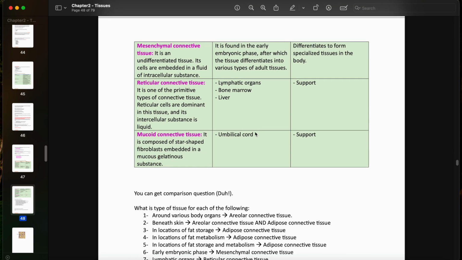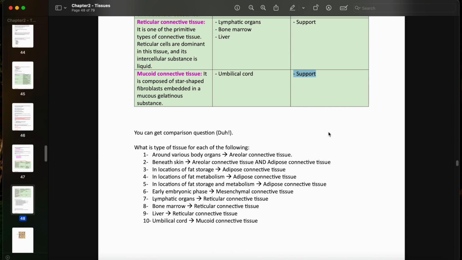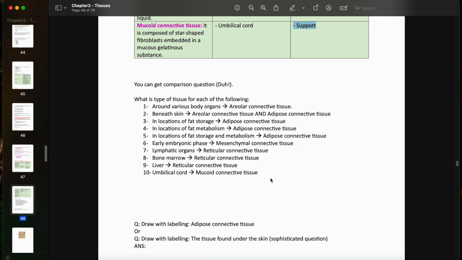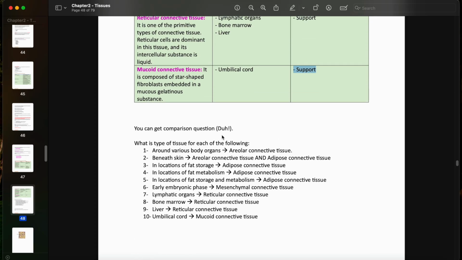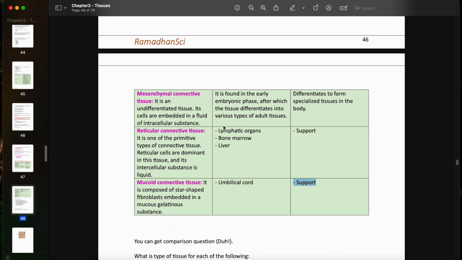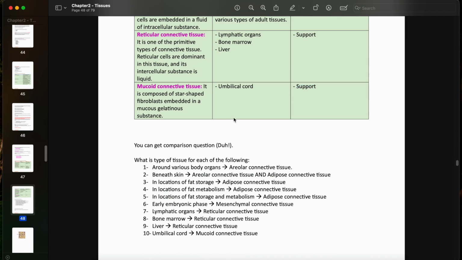And the location is in the umbilical cord. This is very important. You can have a question telling you what is the type of tissue for each of the following, and then umbilical cord, and the answer is mucoid connective tissue. And the function is support. Of course, you can have any comparison question between any type of tissue. It's possible.